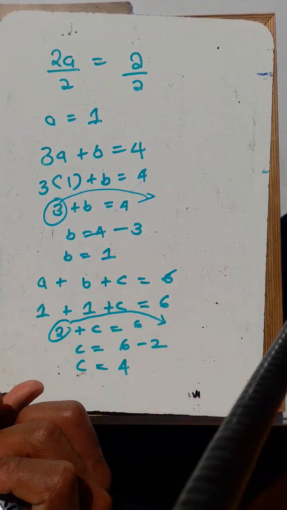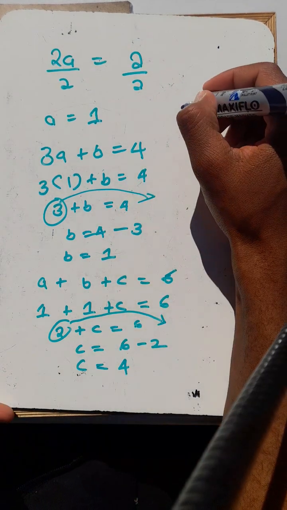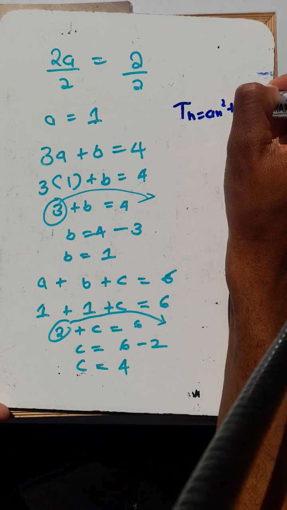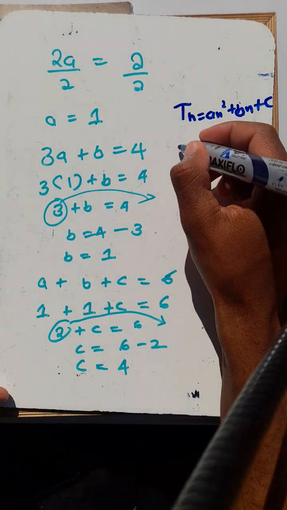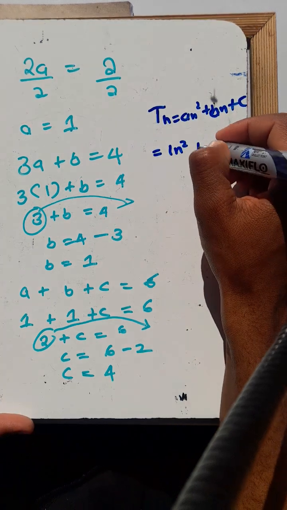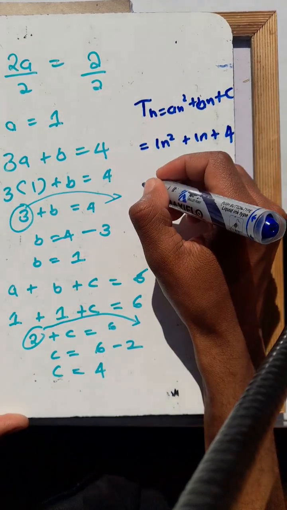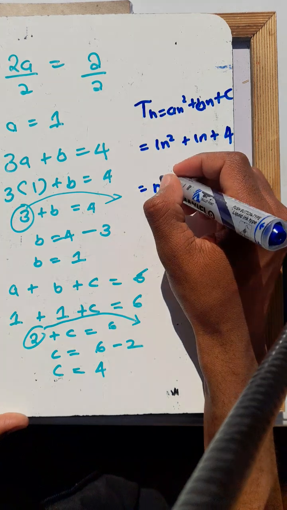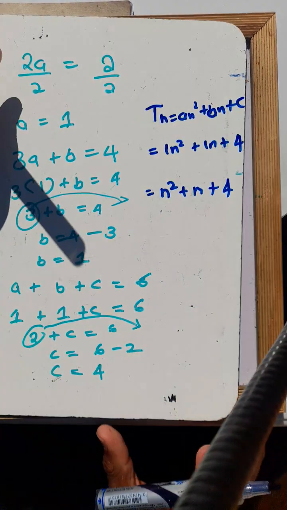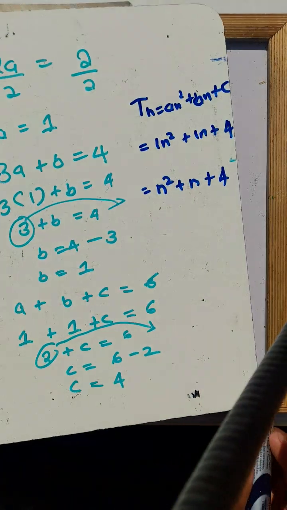Let's bring it all together now. Remember, this is the general form: Tn is equal to an squared plus bn plus c. a is 1, so 1n squared. b is 1, so 1n here, plus c which is 4. So all in all, n squared plus n plus 4, thereby answering this question.